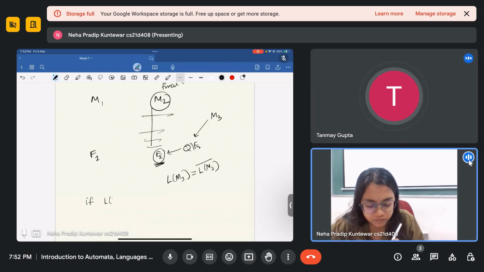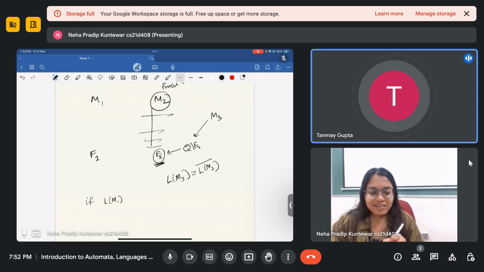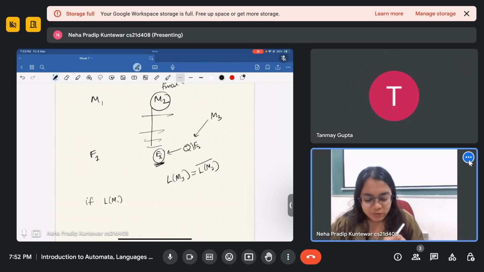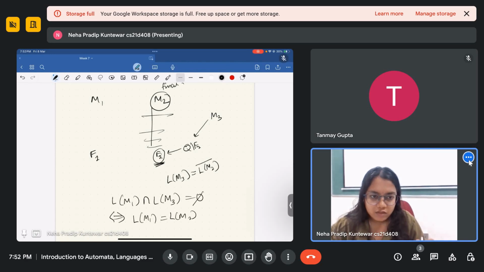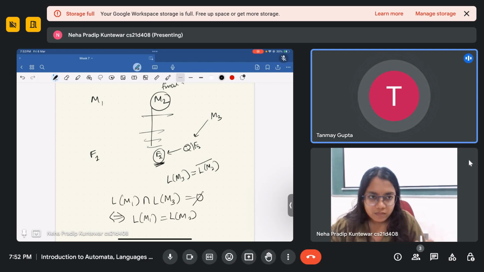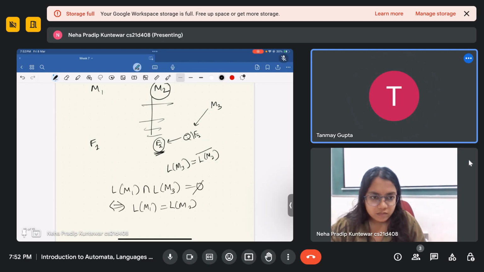Now, the intersection of L1 and L3 should be null. Exactly, so that's the algorithm. If the language of M1 intersection the language of M3 is equal to empty, then, in fact, it is if and only if, that means that the language of M1 is equal to the language of M2. That's it. The answer is this much only.